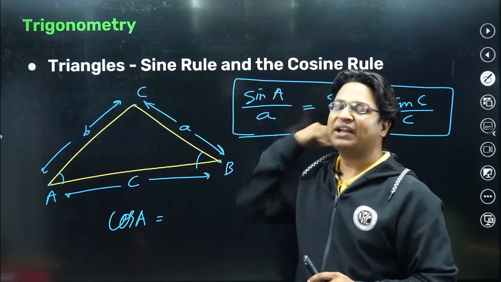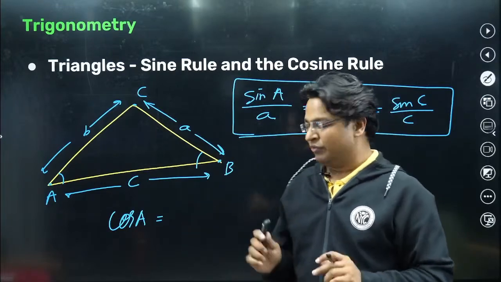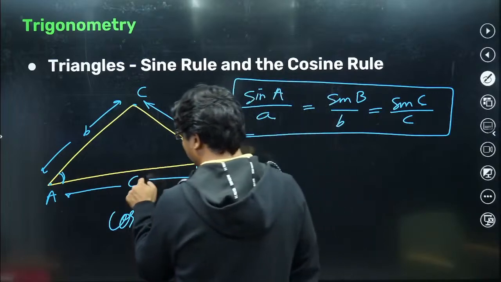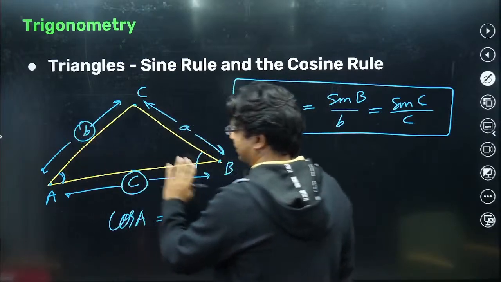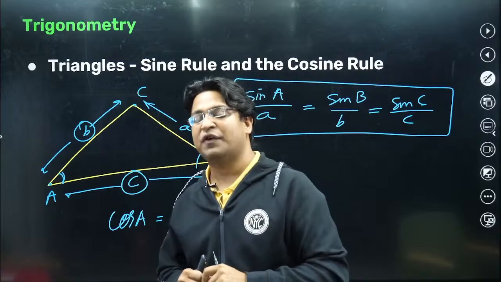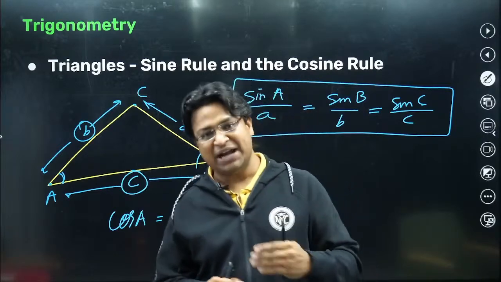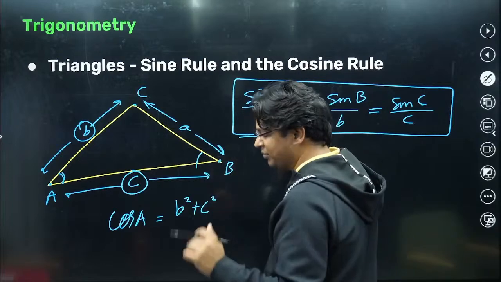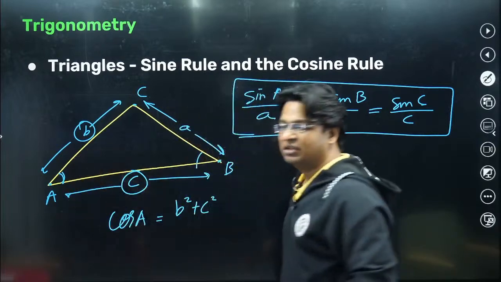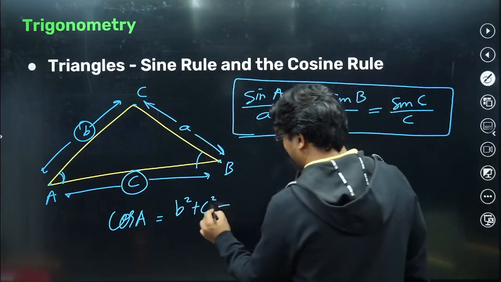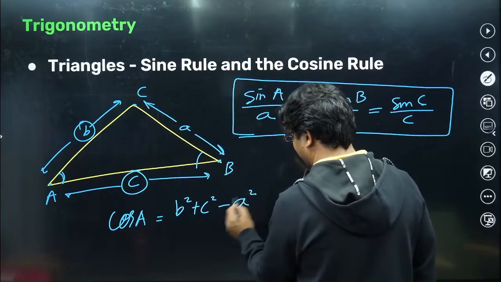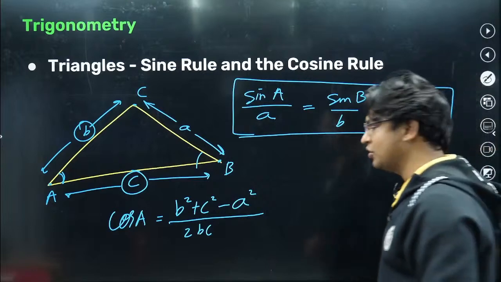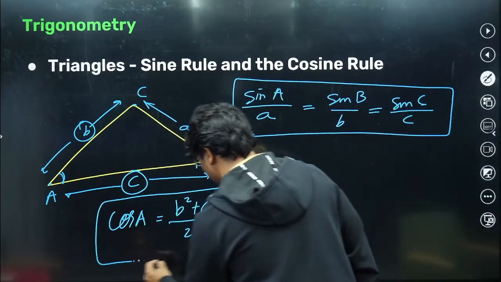So cos of angle A would mean, see this, A is formed by C and B. The angle A is formed by sides B and C. So the squares of these sides come first. I'm telling you the way to remember: the sides that make the angle, the sum of squares of those sides, minus the square of the third side, divided by 2 into BC. Okay, this is the cos rule.